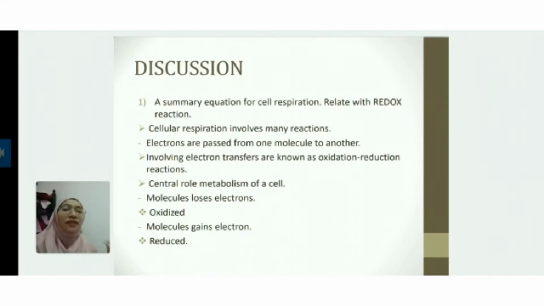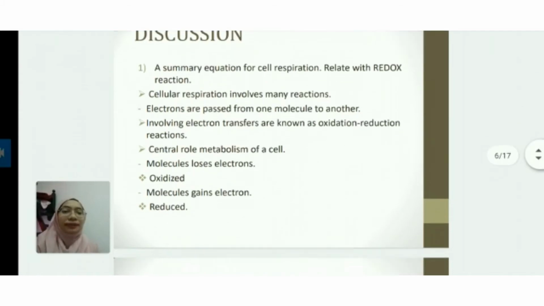First, a summary equation for cell respiration that is related to redox reaction. My answer is cellular respiration involves many reactants. Electrons are passed from one molecule to another. Reactions involving electron transfer are known as oxidation or reduction reactions. Central to the metabolism of a cell, a molecule that loses electrons is oxidized, and a molecule that gains electrons is reduced.